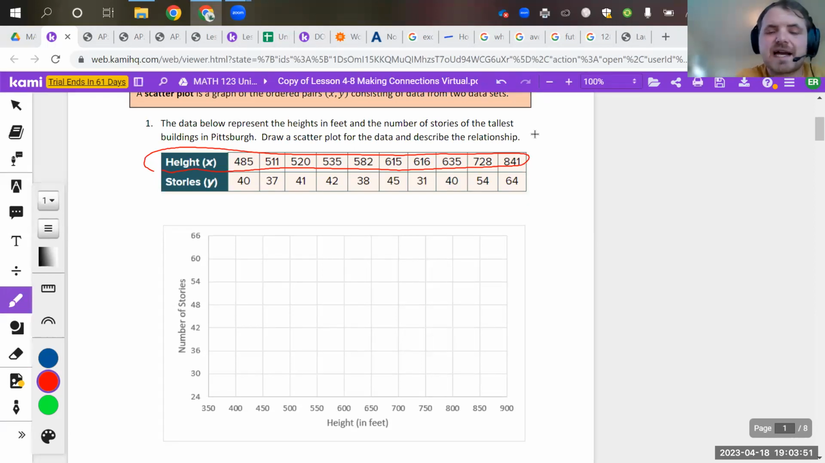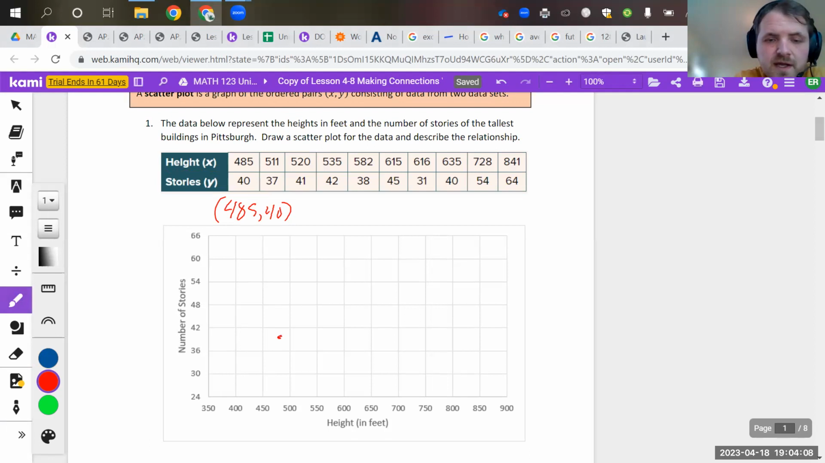It really likes to do it sideways instead of vertically. So just know that the coordinates that we're actually going to be plotting are 485, comma 40. We're going X and then Y. So we go over 485, which is close to 500, and then up to 40, which is below 42, but above 36. It doesn't need to be perfect. It's just going to give us a general shape of the graph.